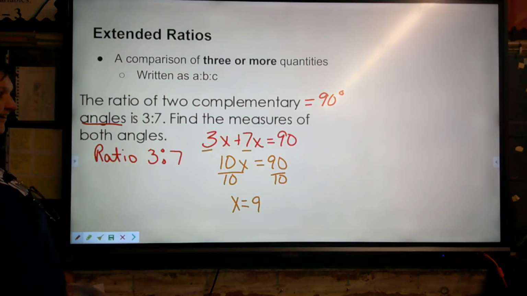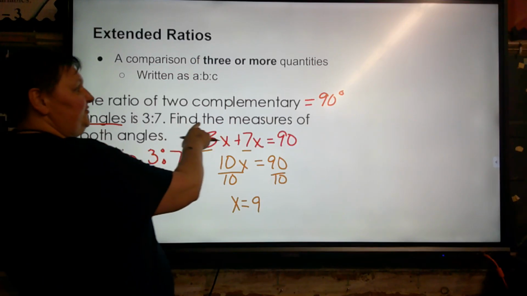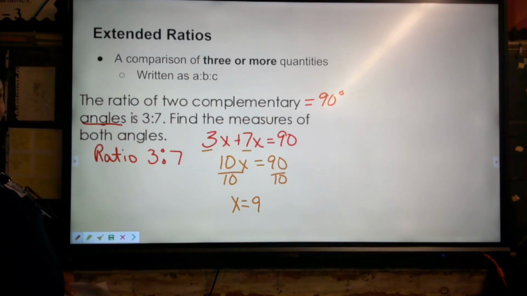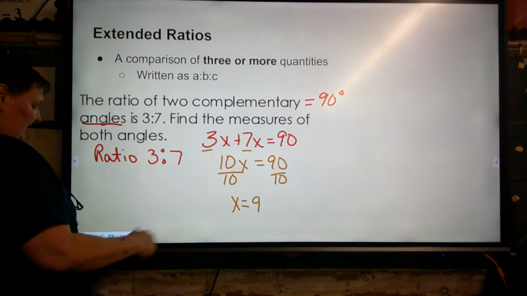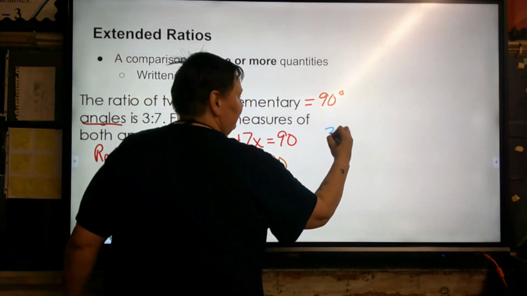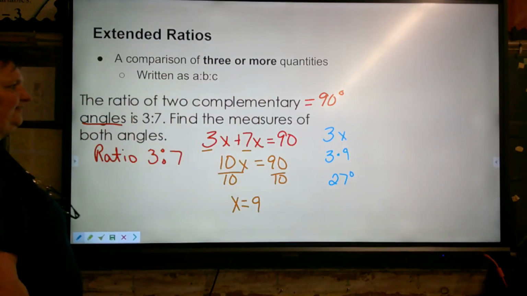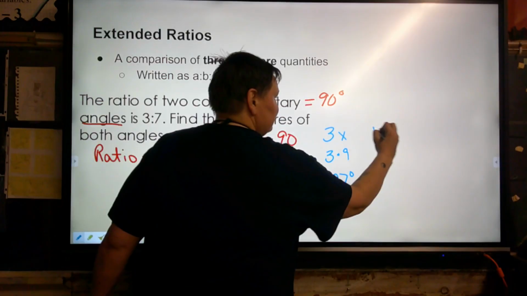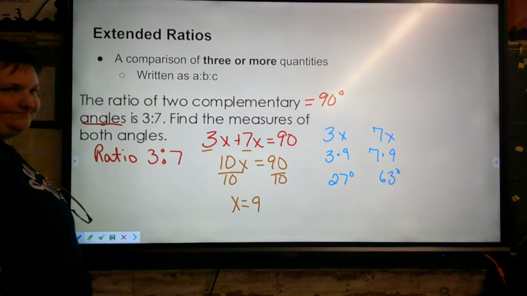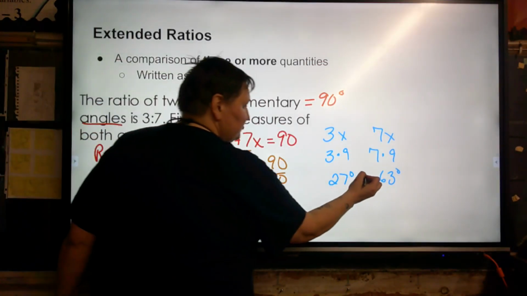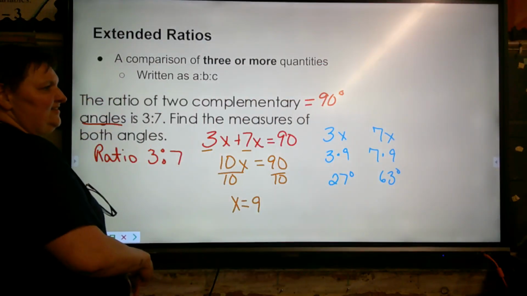We're not done. It didn't ask us for x. We had to find x to answer the question. The question was find the measures of both angles. So this one is 3x, and x is 9. So we have 3x, 3 times 9, 27 degrees. This one is 7x. 7x, 7 times 9, 63 degrees. So this is our actual angles. These are our actual angles. Right? This is your answer.